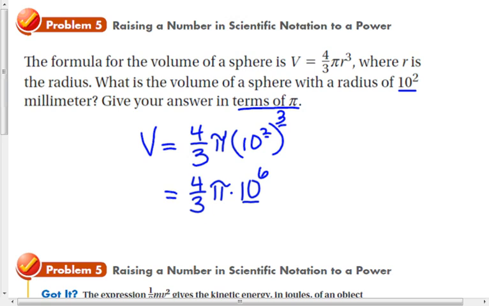1 million times 4 is 4 million. So let's write 4 million. And we still have divided by 3. And then times pi. And I think I'm going to leave my answer that way. It really can't be simplified anymore. 3 doesn't go into 4 million evenly. So we'll just leave it like that, so we don't have to write it as a decimal. Go ahead and try number 5.